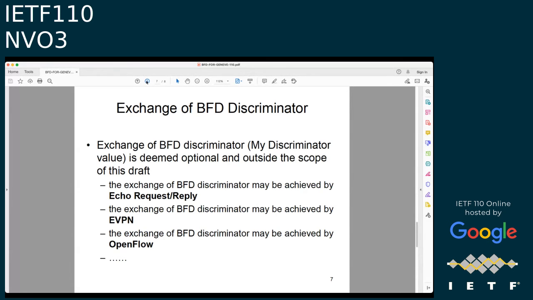If out-of-band exchange of BFD discriminator is used, then there are multiple methods that can achieve it. For example, echo request reply can be used. BGP EVPN can be used. And OpenFlow can be used too. Next slide, please.